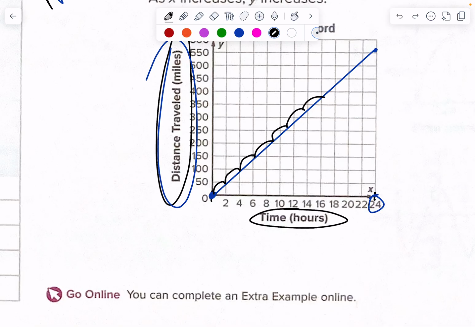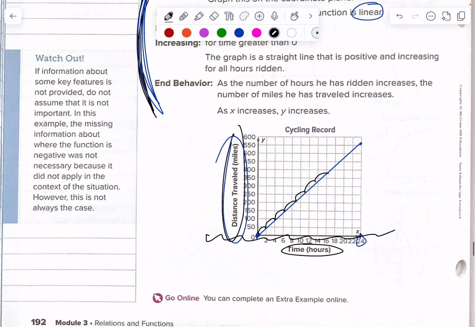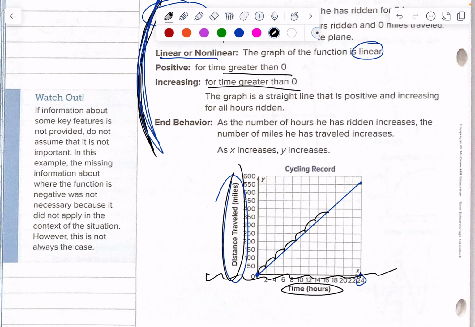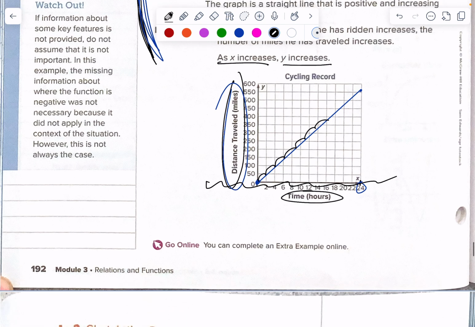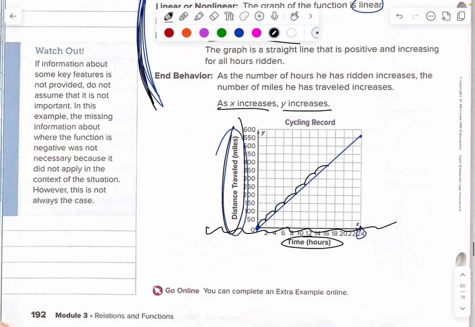But they went ahead and said, no, let's just assume that he's going the same pace every hour. So it looks like that. It is positive for all times that are greater than 0. Positive means it's above water, right? Above the x-axis, which would make sense. It is increasing for all times that are greater than 0. The end behavior, as x increases, the y increases. So this is just a graph of what he looks like, right? That's just the graph of the described scenario that we have up above there, okay?